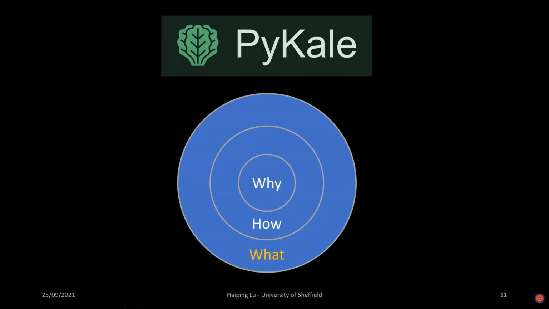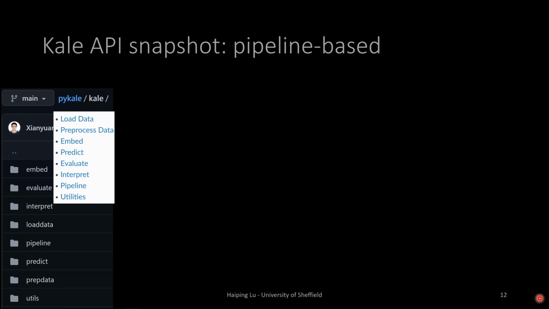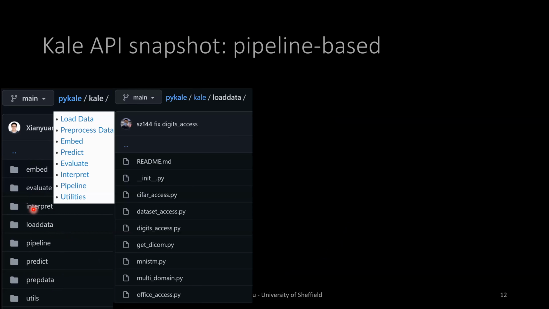This video shows what PyKale looks like. Here is a snapshot of the Kale API. There are 8 modules. 6 of them are the 6 steps in our standardized pipeline: load data, pre-process data, embed, predict, evaluate, and interpret. There are 2 additional modules called pipeline and utilities.